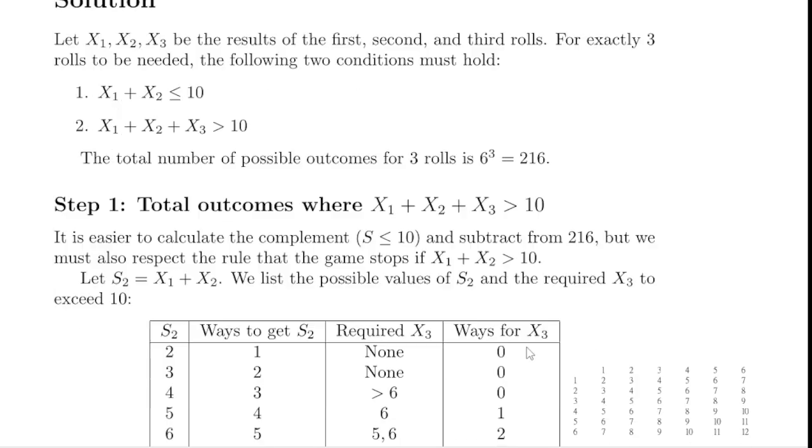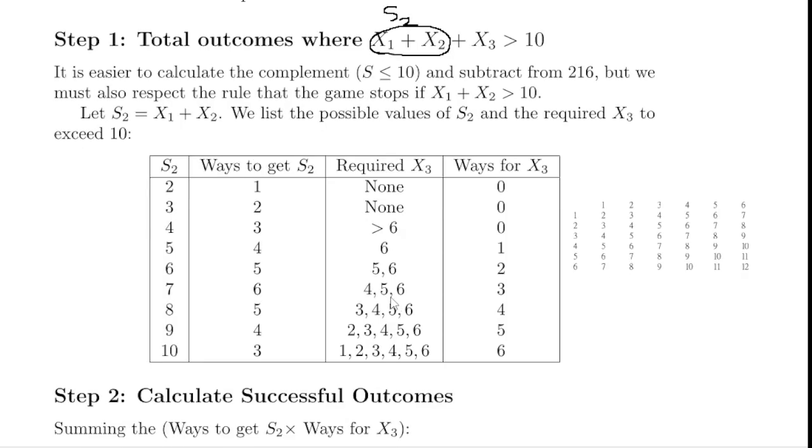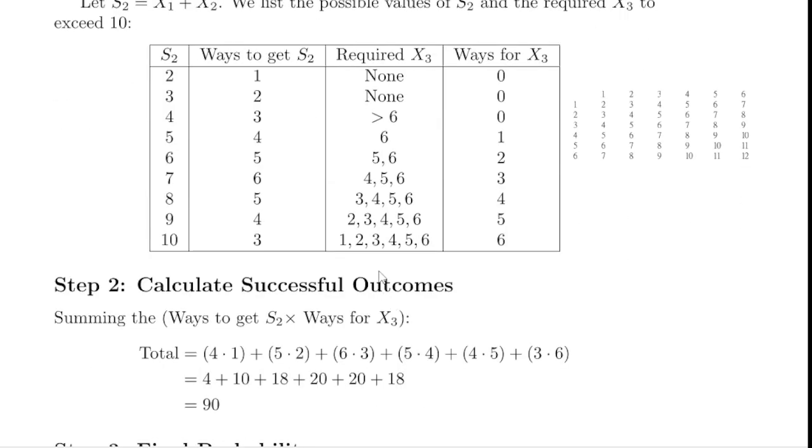So what we're going to do here is let's lump in x1 plus x2 as just s2. Because now it's going to be easier to look at when the third roll makes it greater than 10. So if we look at this column here, this is the outcome of the sum of the first 2 rolls. If the sum of the first 2 rolls is 2, then there's no way that the third roll will make it bigger than 10.